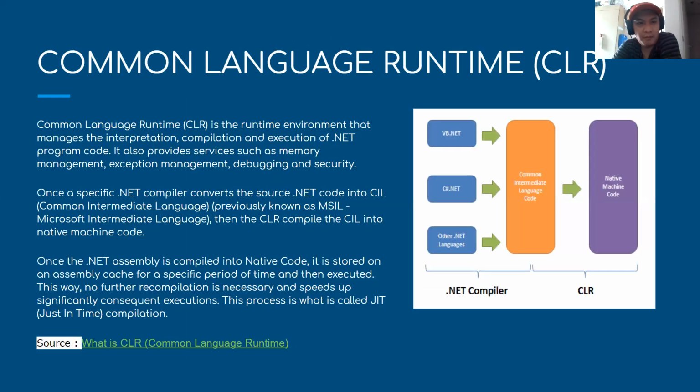Okay, this is the common language runtime. The common language runtime is a runtime environment that manages the interpretation, compilation, and execution of .NET program code. It also provides services: memory management, exception management, debugging, and security. So it does a lot of things for us to make our coding easy. Each programming language has its own compiler, like C#. When you click compile or build, it will compile the language to common intermediate language, previously known as MSIL. Then the CLR compiles the CIL into machine code, okay?